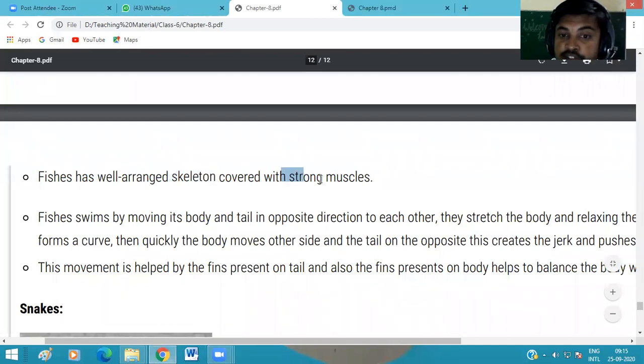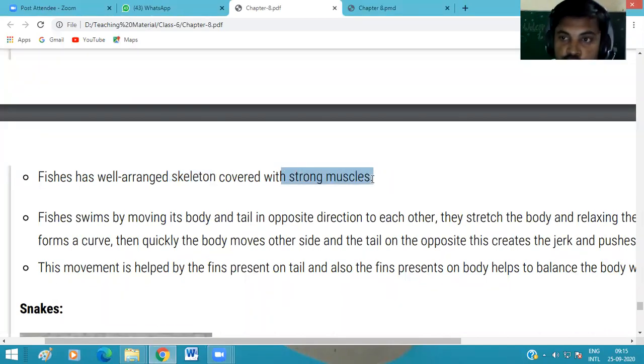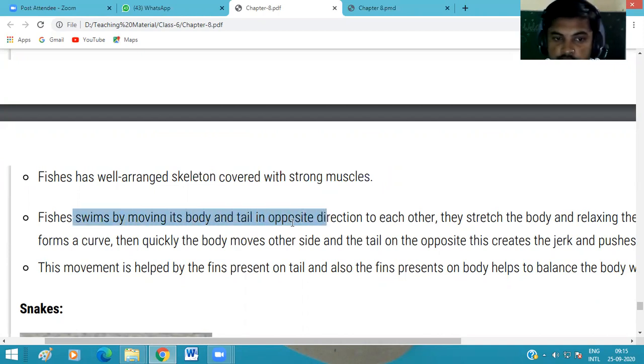Fish have strong muscles for swimming in the water, to move the fins and to move the tail in the water. So fishes swim by moving their body. How do fishes swim in the water? By moving their body and their tail in the opposite direction to each other.